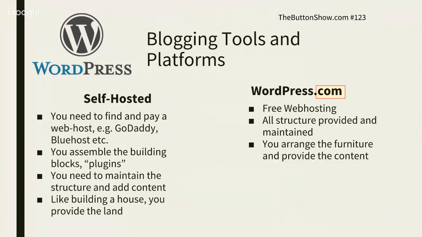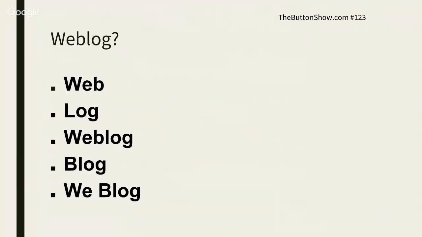Now, WordPress.com uses the same WordPress design tools, but it's in an apartment building. You don't have to bring the land. There's free web hosting, and all the structure is provided and maintained. You arrange the furniture and provide the content. So WordPress.com is really more like Blogger, but it's still more complex. I mean, I've used a lot of them, and Blogger is the easiest. So that's what we teach for making your personal blog.